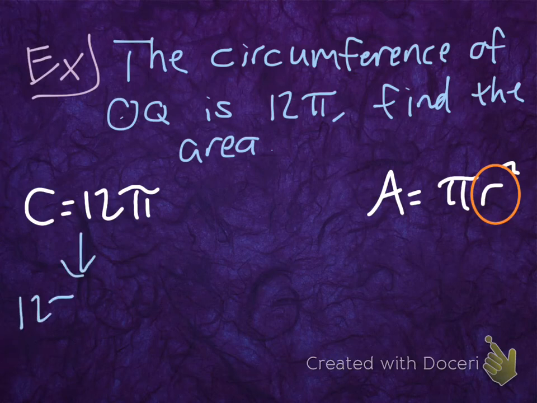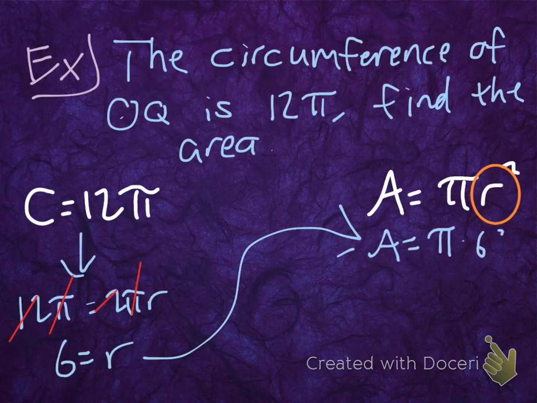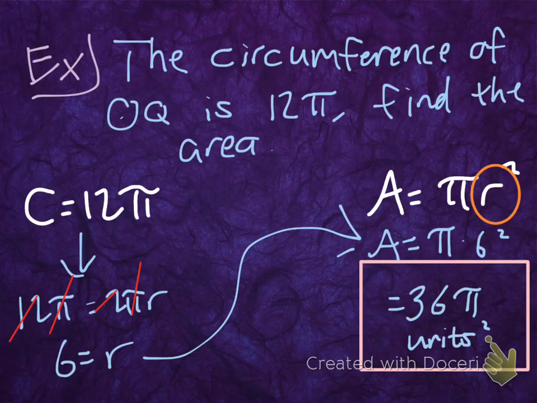So I need to somehow find the radius from here, right? Well, 12 pi is just the same thing as 2 pi r. When I divide both sides by pi, the pi's will cancel. I can divide both sides by 2, leaving me with 6. So I get 6 equals r. And now that I know that, I can plug it in here. So I get the area is pi times 6 squared, which is 36 pi, again, units squared, or square units. Okay, so that's kind of how circumference connects with the area there.